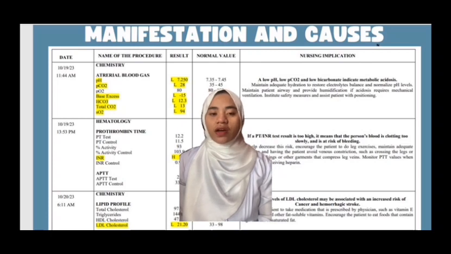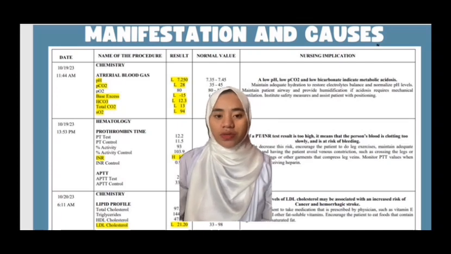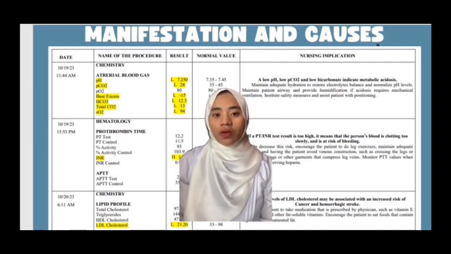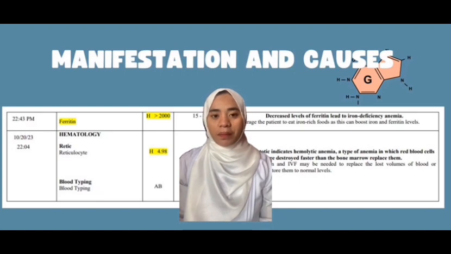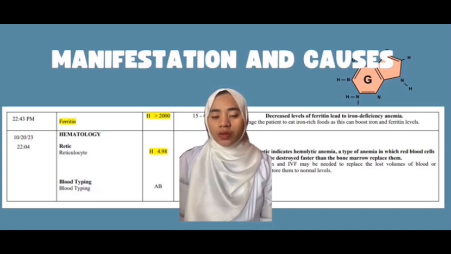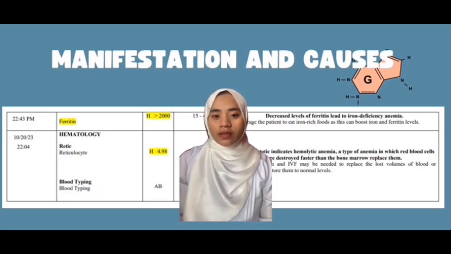Also, the patient is having a decreased level of ferritin, which leads to iron deficiency anemia. In this case, encourage the patient to eat iron-rich food, as this can boost iron and ferritin levels. Also, the reticulocytosis indicates hemolytic anemia, a type of anemia in which red blood cells are destroyed faster than the bone marrow can replace them. So, blood transfusion and IVF may be needed to replace the lost volume of blood or electrolytes to restore them to normal levels.